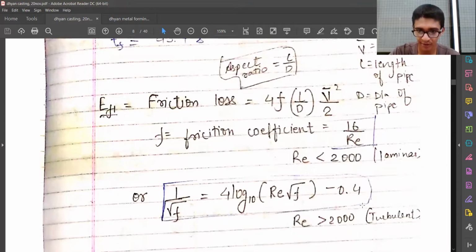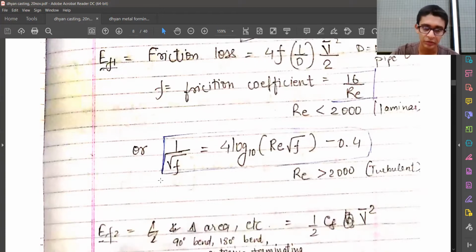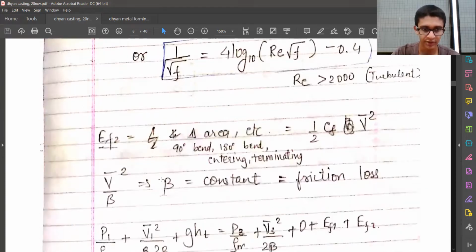In case the flow is turbulent inside the sprue, that is the Reynolds number greater than 2000, the friction coefficient F value can be figured out from this. This now is an implicit equation where root F is appearing on the left hand side and right hand side also. This type of equation can be directly solved in your scientific calculator. So do make use of that calculator. Do not keep on solving manually. That's what I want to say.